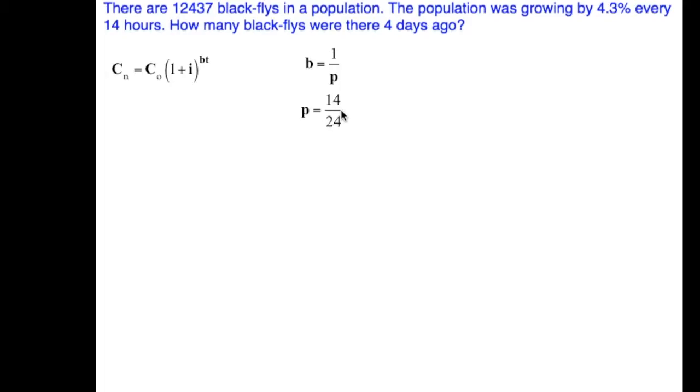14 out of 24. That'll give us the fraction of days that we have, which we can reduce to 7/12. B is going to be 1 over the p, or the reciprocal of 7/12, which is 12/7. We would multiply that by the time, by the 4 days.